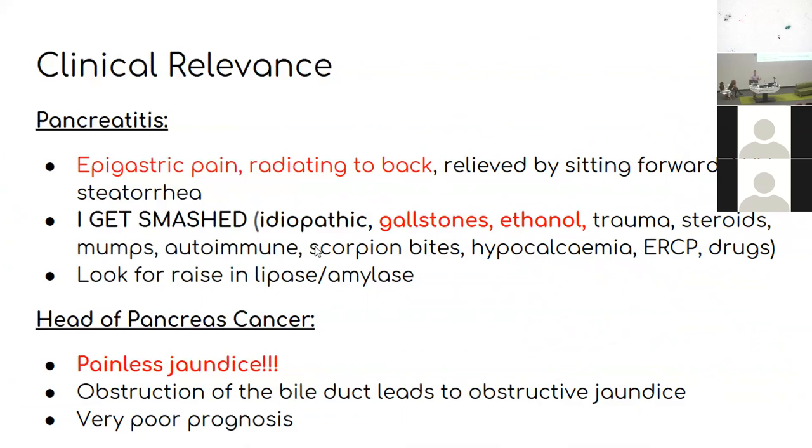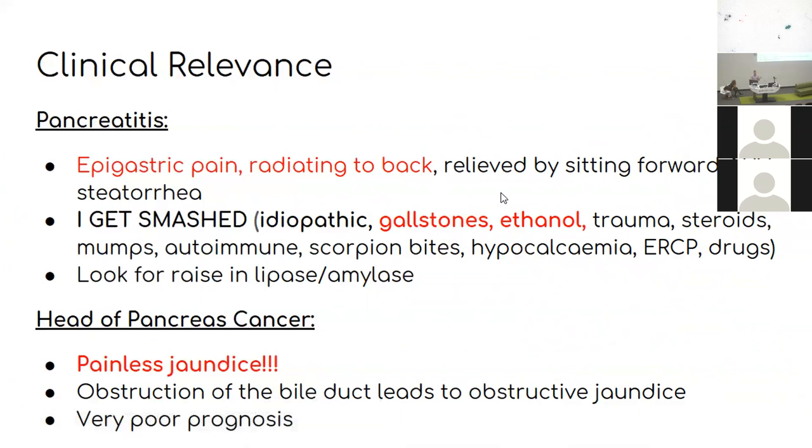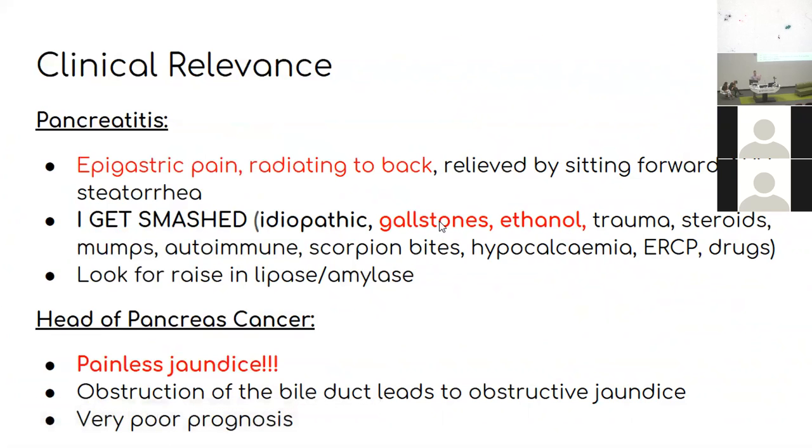I get smashed is something I'm sure all of you have heard of before. So these are the causes of pancreatitis, and it's very good because the first few are the main causes and the only ones I'll really worry about. So gallstones and alcohol will cause greater than 90% of all pancreatitis that you'll ever see. So definitely don't forget those two. And mainly if you're looking at investigations, you'll get a raise in your lipase and amylase. So that's all you have to know about pancreatitis. And then the only thing I'd know about pancreatic cancer, or head of pancreas cancer, is that it's painless jaundice. That's all you need to know.